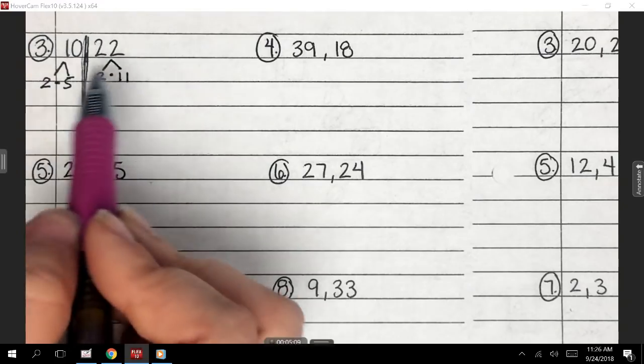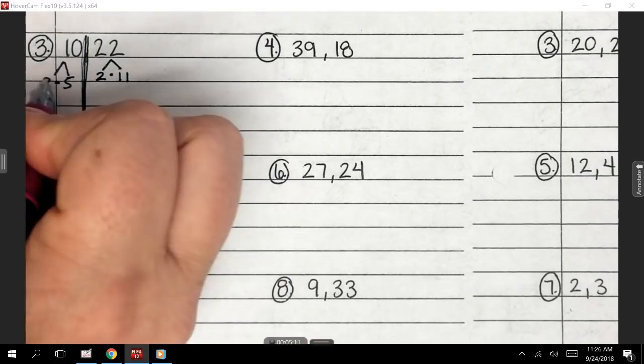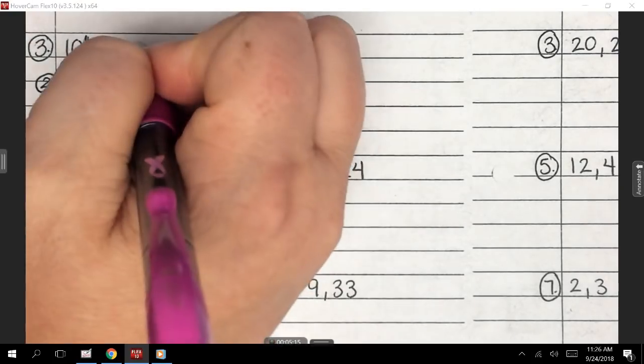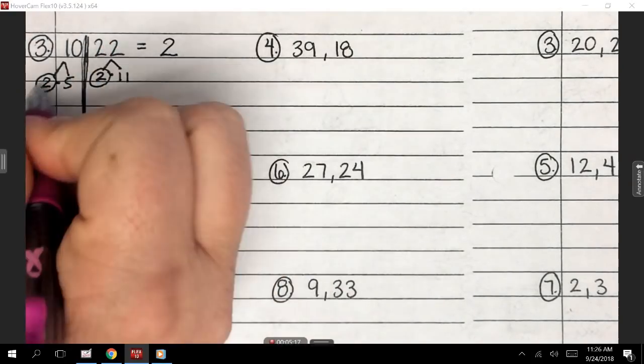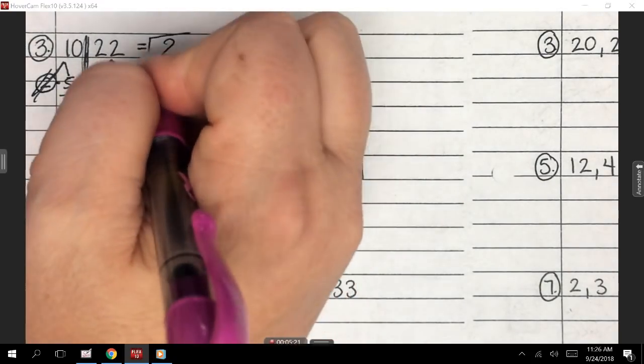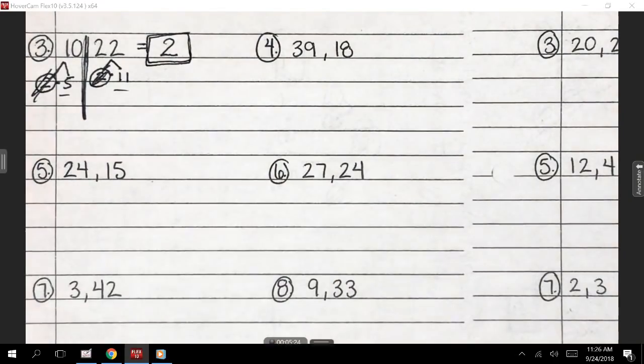All right, so now I'm looking on both sides to see what they have in common. The only thing I have in common is a 2. All right, and if I look, there's a 5 and 11. Nothing else matches, so my answer is just 2. Okay.